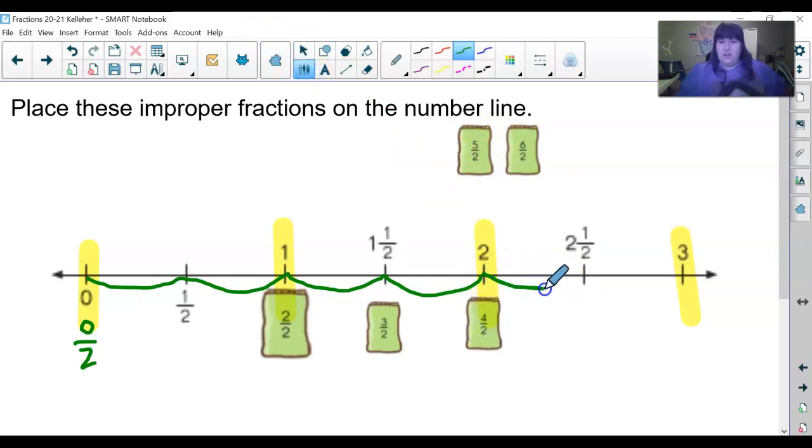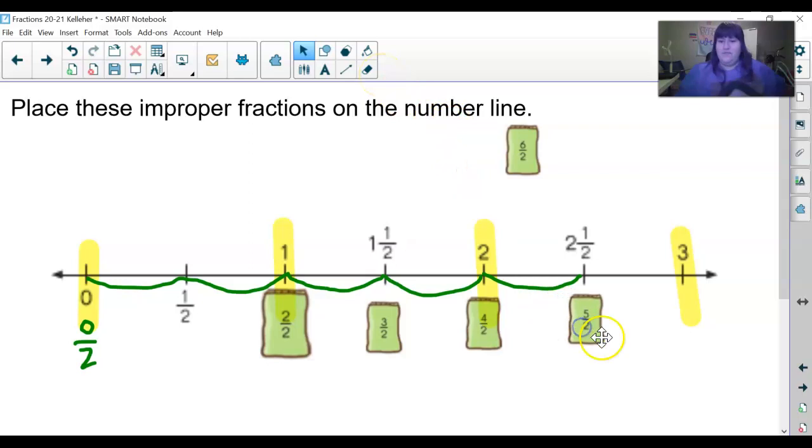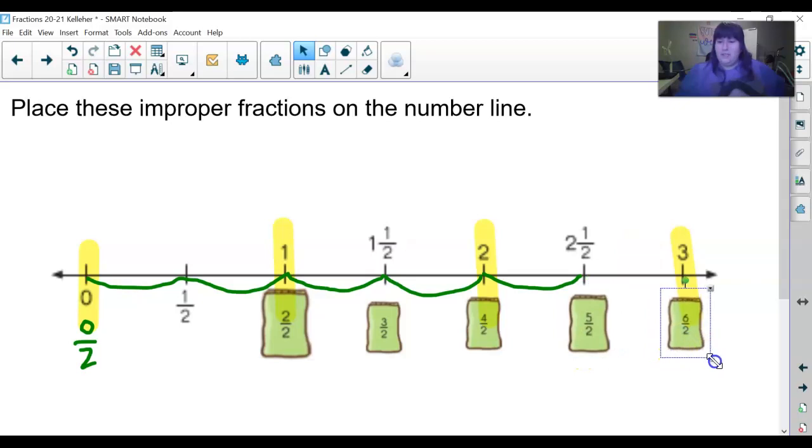Keep going. What would 2.5 be? What is the improper fraction version of 2.5 looking at this number line? Or 2 and 1/2? Well, that would be 5/2. And finally, 6/2 at the end. Improper fractions and mixed numbers: you can go back and forth between them, and they're similar because they represent an amount more than 1.